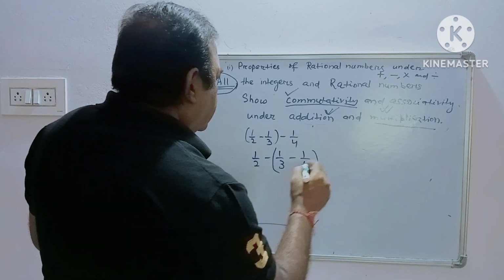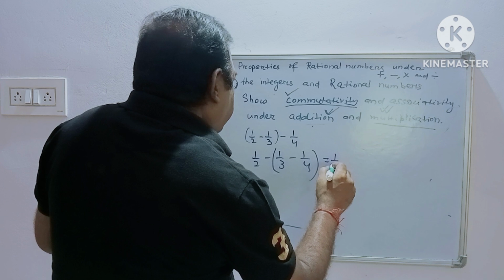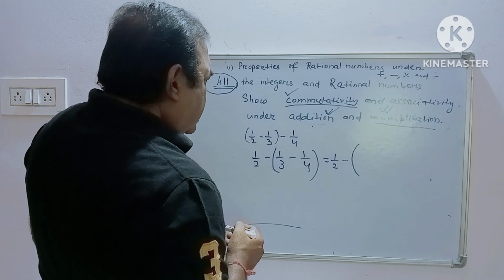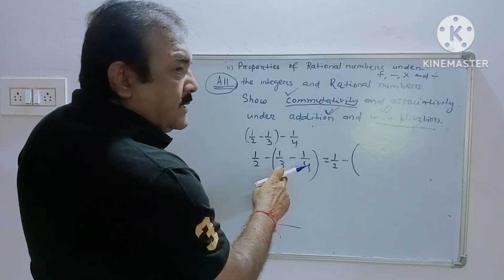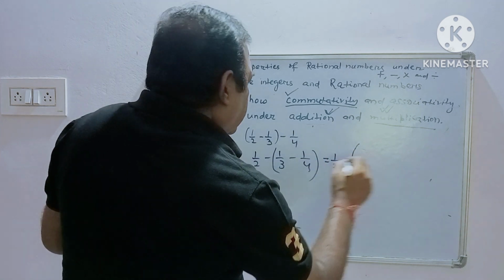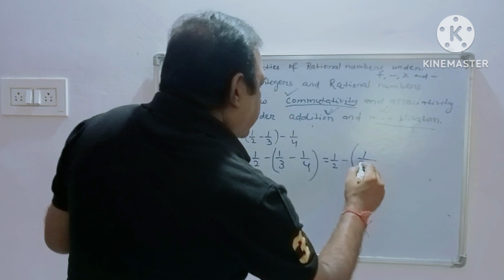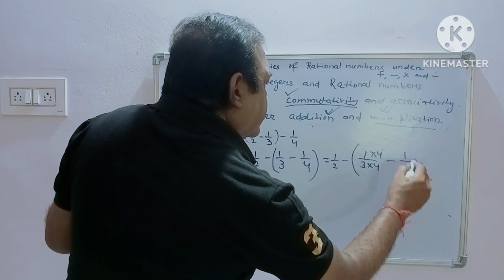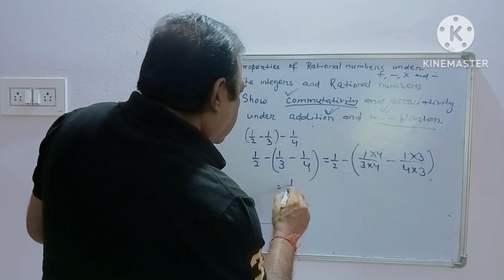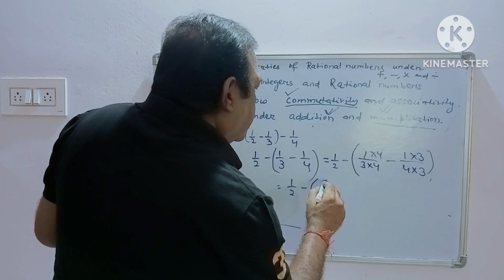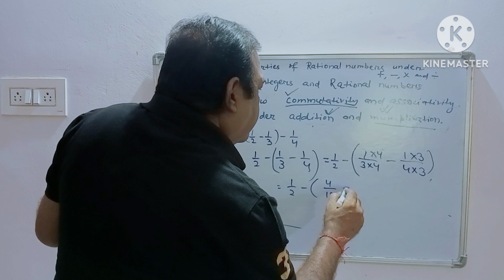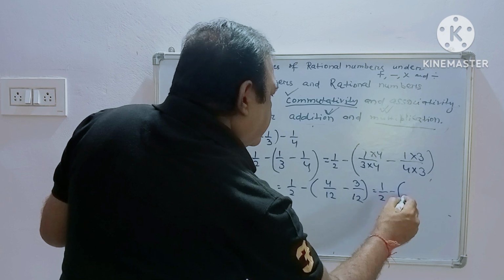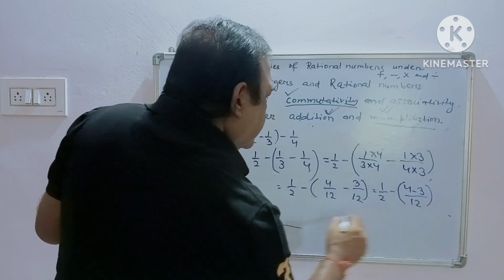That is equal to 1 upon 2 minus, you start the round brackets, and you see find the LCM of 3 and 4 is 12. So convert the 3 into 12. So 1 upon 3 into 4 minus 1 upon 4 into 3. That is equal to 1 by 2 minus 4 upon 12 minus 3 upon 12. That is equal to 1 by 2 minus 12. 4 minus 3. That is equal to 1 upon 2 minus 1 upon 12.